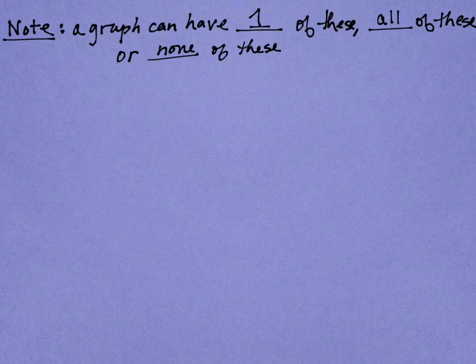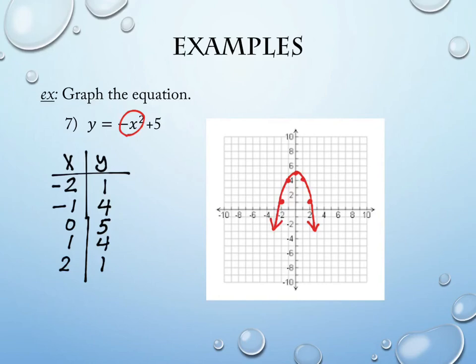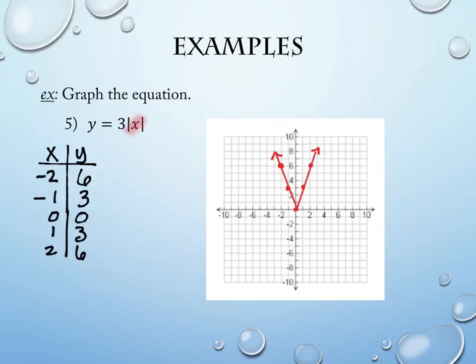Okay, so we're going to go back and look at the 4 that we did before, and we're going to identify which they have. And then I'm going to fill in the gap for the ones that I didn't have show up in mine, because I told you you could have one, all, or none. So let's look at the graphs that we had here. Number 5. All right, x-axis, y-axis, origin. X-axis. All three.